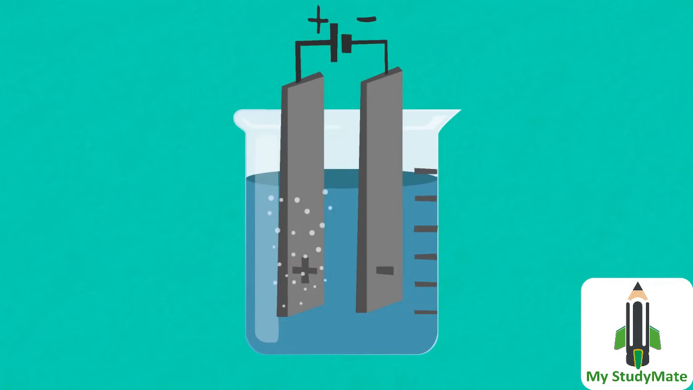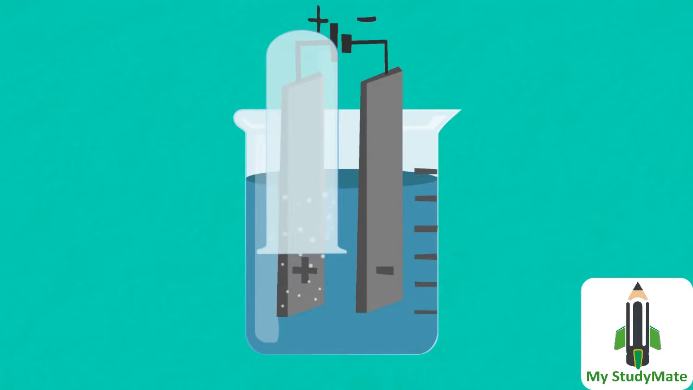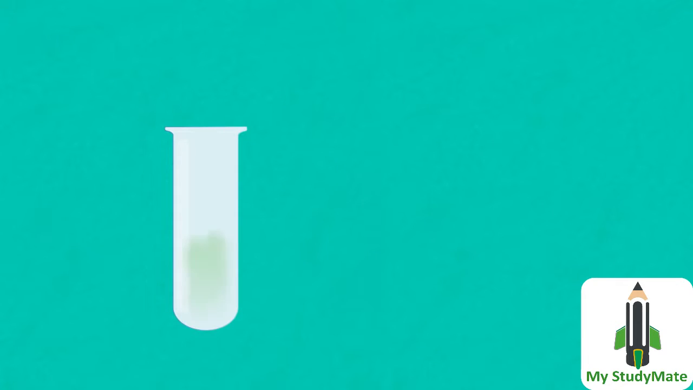If you collected the gas from the anode in a test tube, you would be able to see the pale green color of chlorine gas. It will turn blue litmus paper red, showing that it is acidic, and then it bleaches it. What about the cathode?